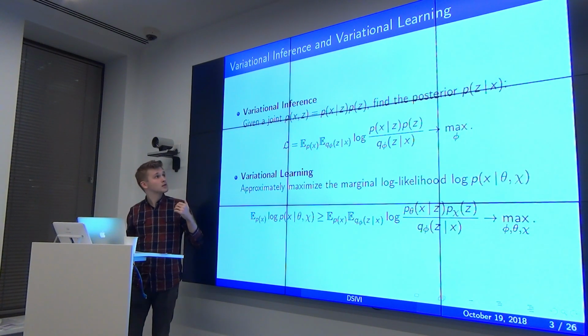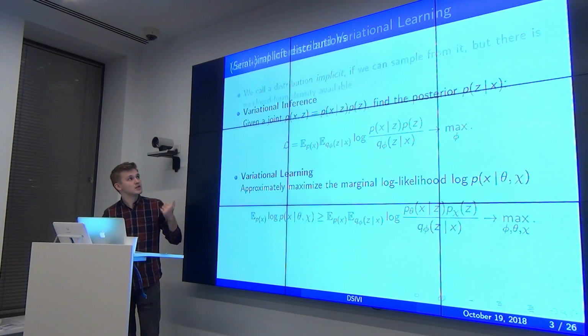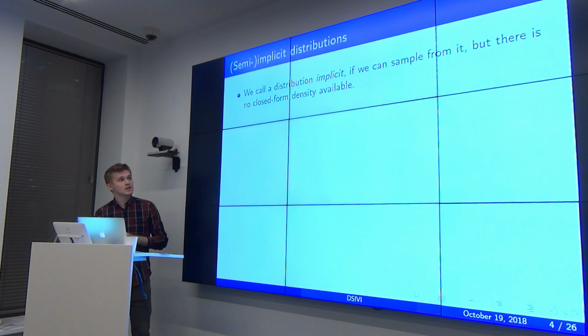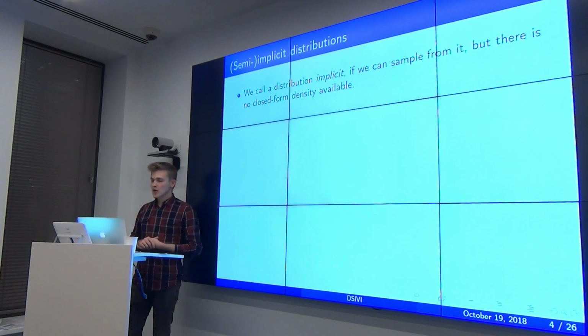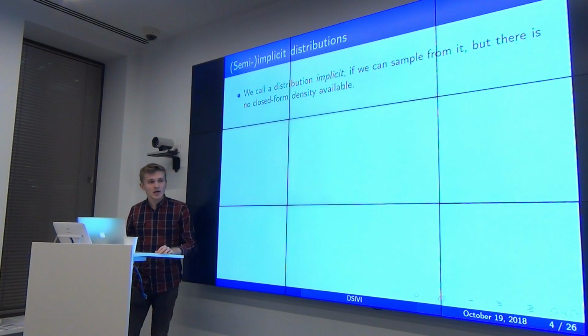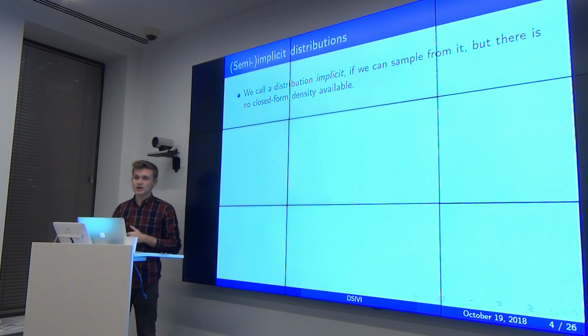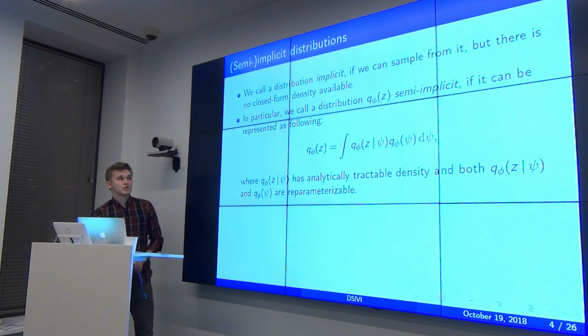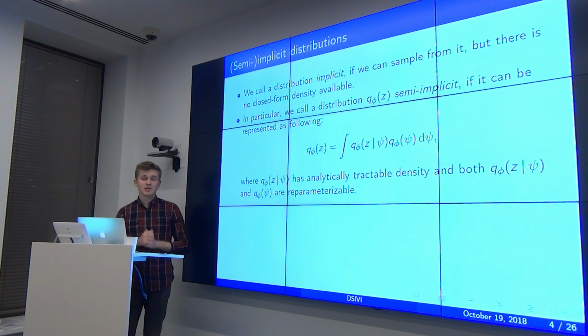So let's remember what implicit distributions are. We call a distribution implicit if we can sample from it, but there is no closed form density available. That's the case when, for example, we have some non-parametric noise and we put it into a neural network and we get some output. We don't know the density of the output samples, but we can still sample from that implicit distribution. In particular, we call a distribution q_phi(z) semi-implicit if it can be represented as the following integral.